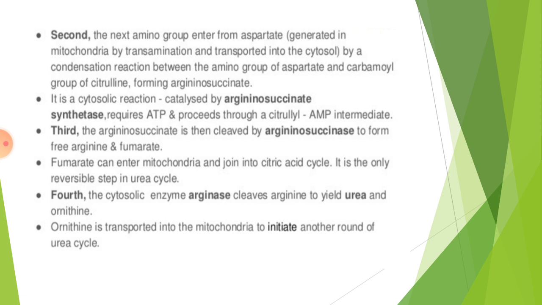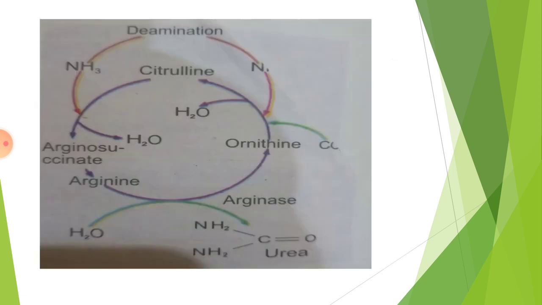Coming to the fourth step, the cytosolic enzyme arginase divides arginine into urea and ornithine. Ornithine goes back to the first step and runs the cycle again. Therefore, I told you that it is also called the ornithine cycle.